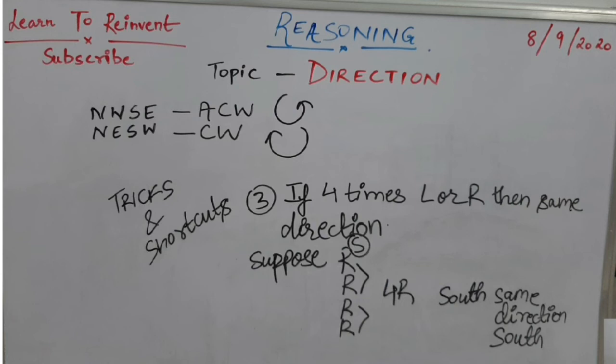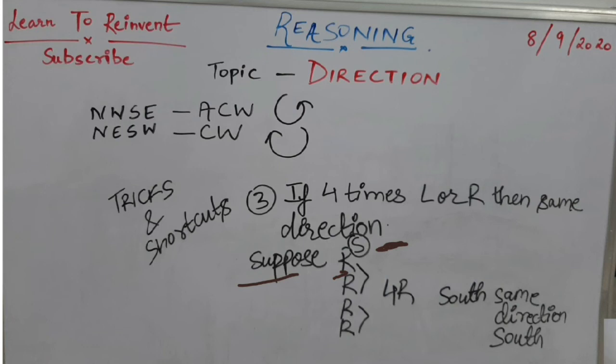Now the third trick is what happens if it is 4 times L or 4 times R. So what will happen now? Suppose the man is walking first right, then 100 meters he walks, and then he again turns right, and then 75 meters he walks, and then again he turns right, and then again he walks 25 meters, and then finally he turns right. Now in which direction he is? He started from the S, that is the south direction.